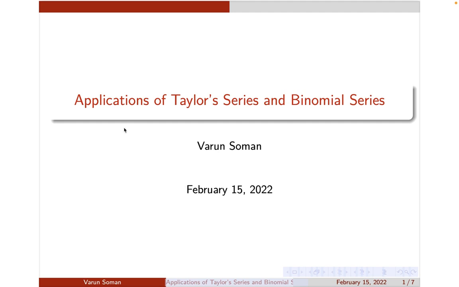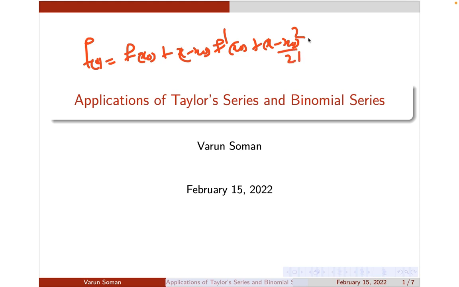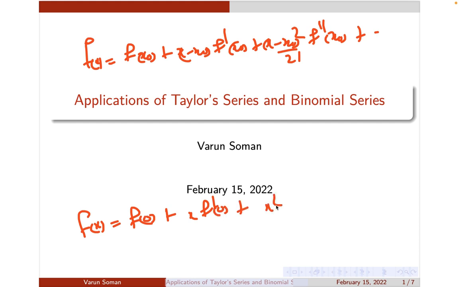What is it? So basically Taylor series is given by this expression: f of x is equal to f of x naught plus x minus x naught into f dash of x naught plus x minus x naught the whole square by 2 factorial into f double dash of x naught plus etc. And the Maclaurin series is defined at the center x naught is equal to 0. So the Maclaurin series would be f of x is equal to simply f of 0 plus x into f dash of 0 plus x square by 2 factorial into f double dash of 0 plus etc.